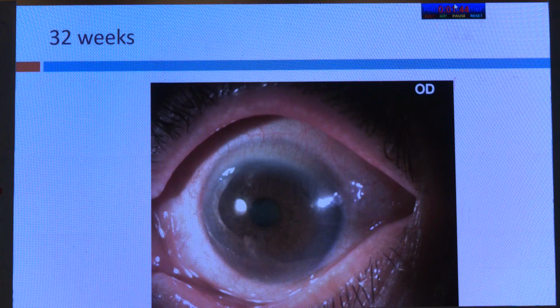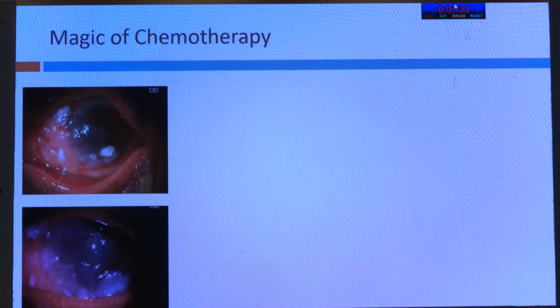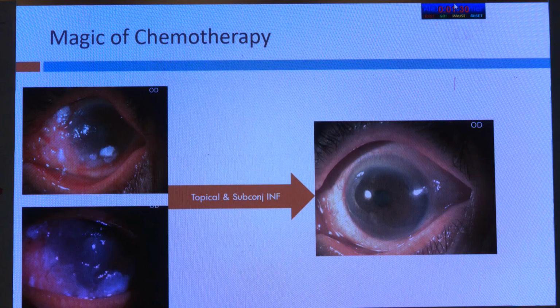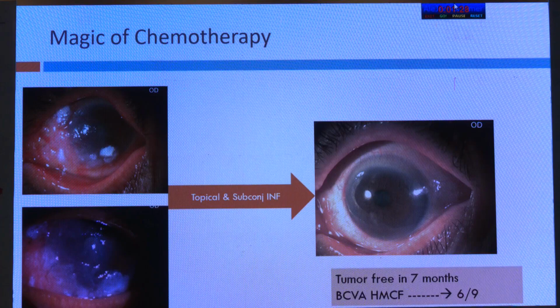now at 8 months, the lesion has completely regressed from the conjunctiva as well as the cornea. The vessels that were present also regressed completely, and the vision improved to 6/12 with refraction. So that is the magic of chemotherapy. This is the magic of chemotherapy with topical and subconjunctival therapy.